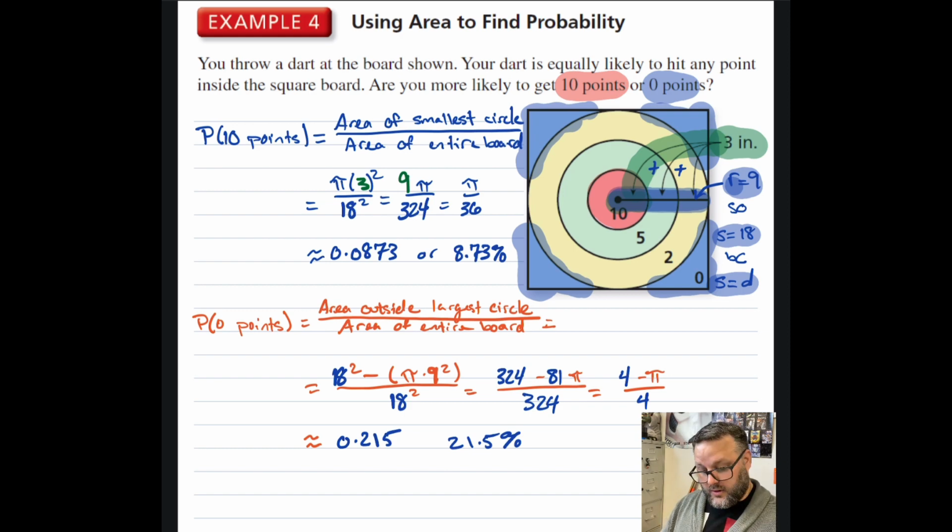So which one is more likely? Well, 21.5 is bigger than 8.73, so I'm more likely to get 0 points than I am 10 points because there's more area that's worth 0 points than there is area worth 10 points.